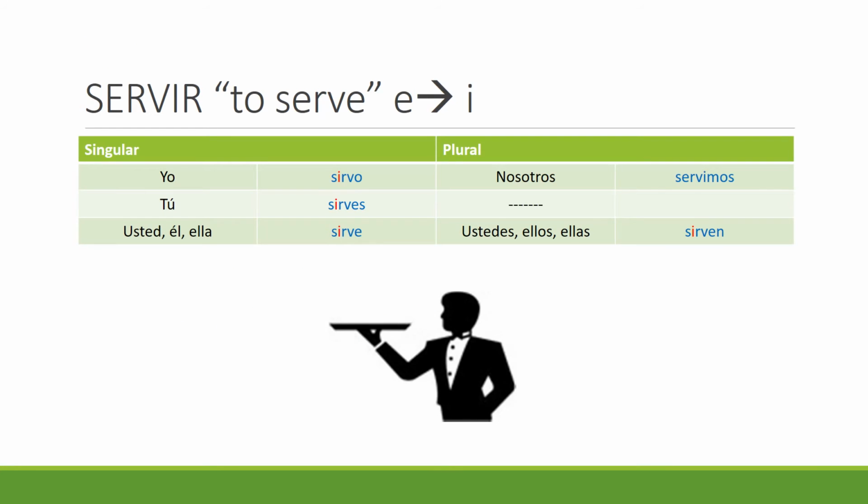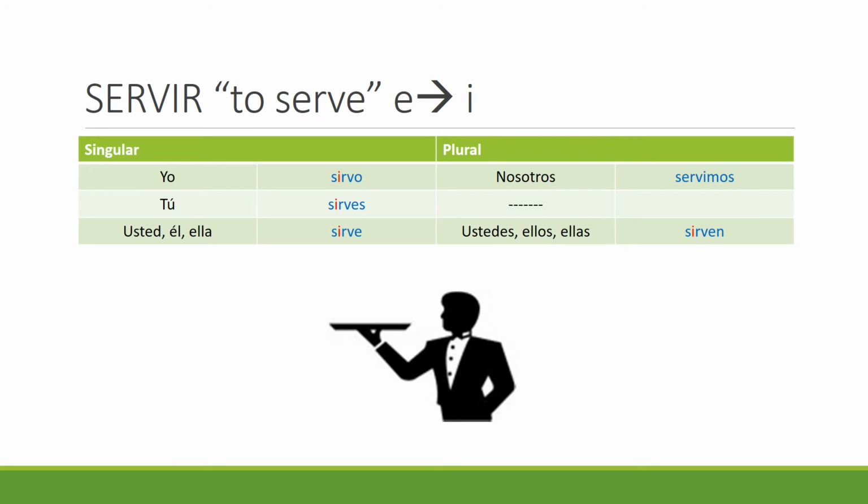So let's look at servir. Yo sirvo. The E in servir in the infinitive changes to an I. So the stem change is from an E to an I. Again, in the nosotros form, the stem does not change.